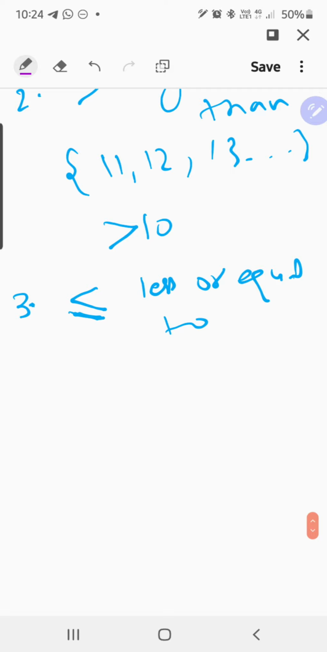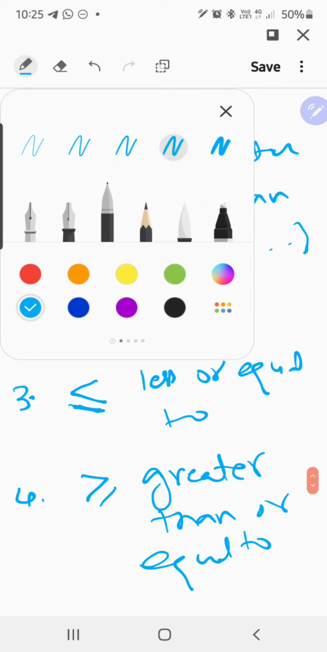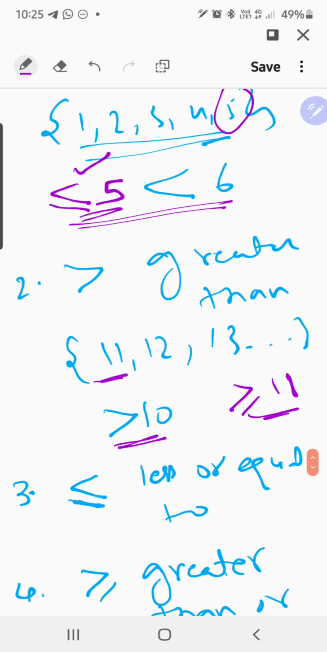Similarly you have one more, that is greater than or equal to. So we will consider how we are writing greater than or equal to. For example, you are saying this is our 11. So 11 is our first, so it is greater than or equal to 11. Both are correct but have different significances. Here it is greater than 10, here greater than or equal to 11. Here you are defining the starting point, and here you are defining the ending point also at the same time.